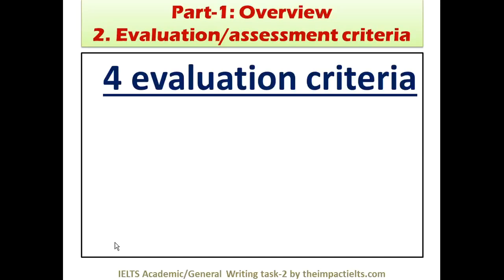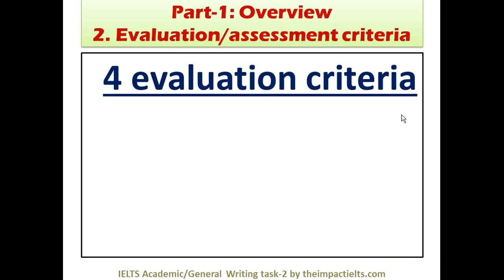Hello again. This particular video is about four evaluation criteria which are used to give you the band scale. These are the criteria and the official band descriptors which are in the hands of examiners, and considering them as the key factors, they'll give the band scale to the IELTS test takers. Let's try to understand this one by one, right?